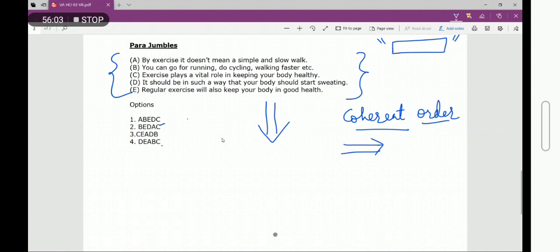Now, if you really look at it, it says by exercise, it doesn't mean a simple and slow walk. See, let's say it's like a movie given to you, and there are different parts of the movie. Let's say 1, 2, 3, 4, 5.